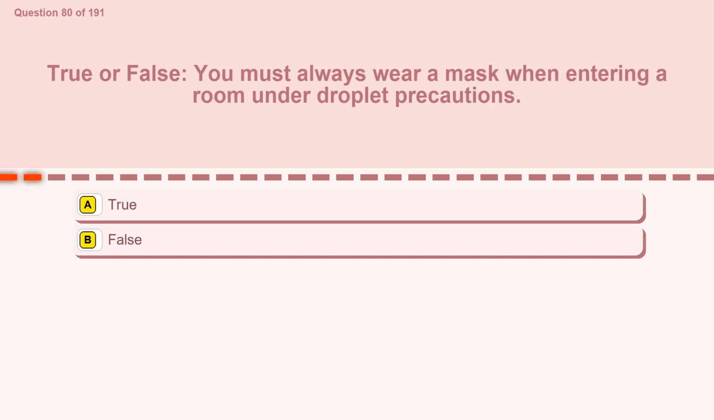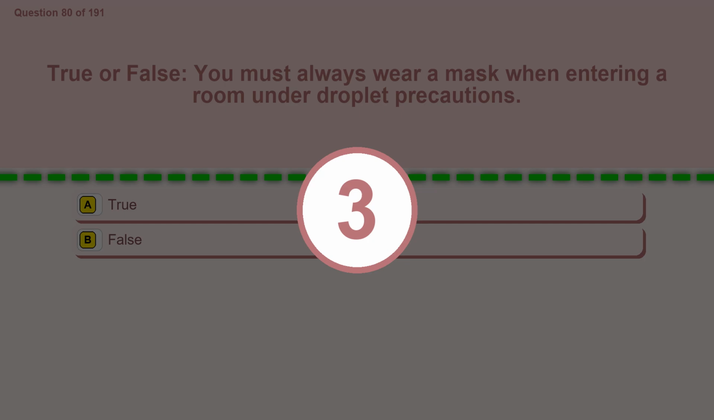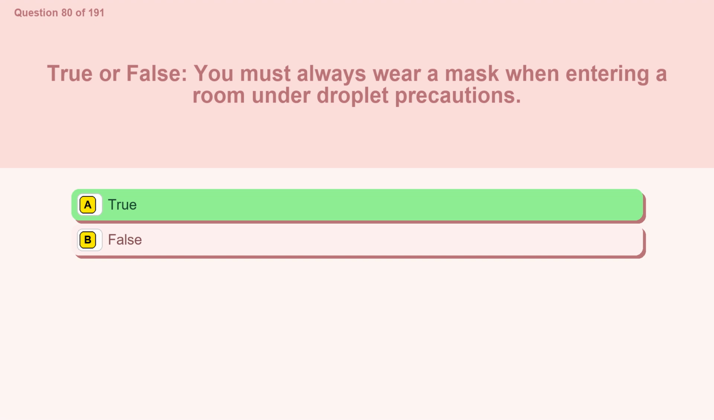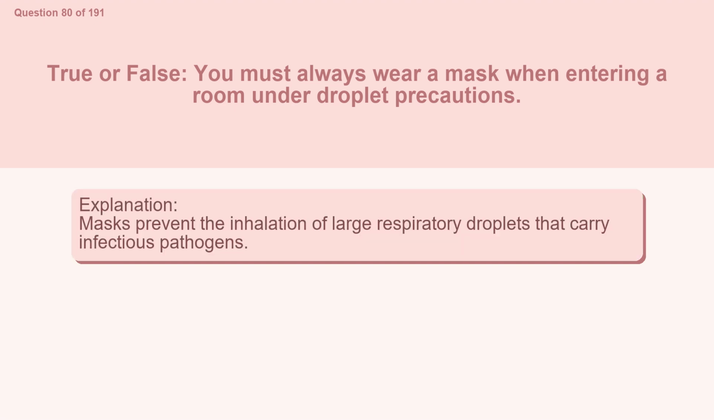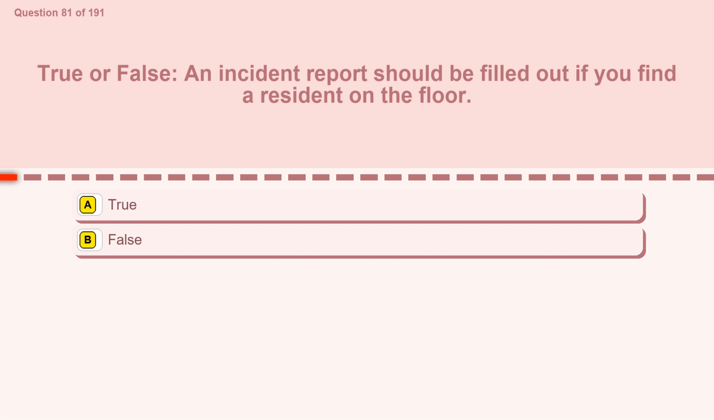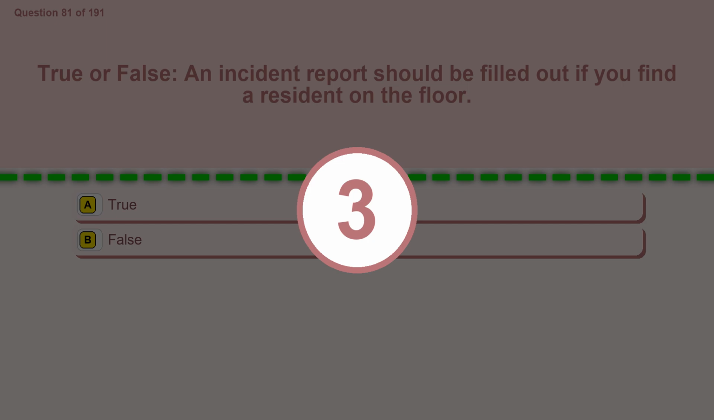Question 80. True or false, you must always wear a mask when entering a room under droplet precautions? Option A, true. Option B, false. The correct answer is option A, true. Masks prevent the inhalation of large respiratory droplets that carry infectious pathogens. Question 81. True or false, an incident report should be filled out if you find a resident on the floor. Option A, true. Option B, false.